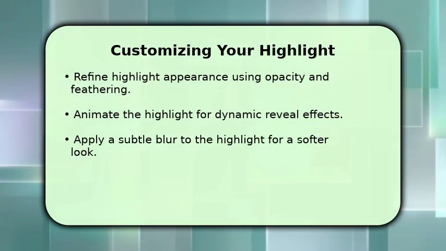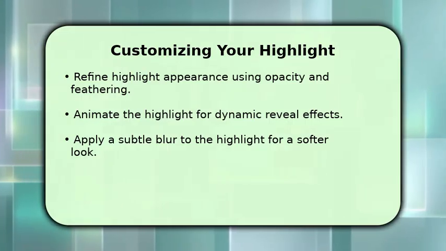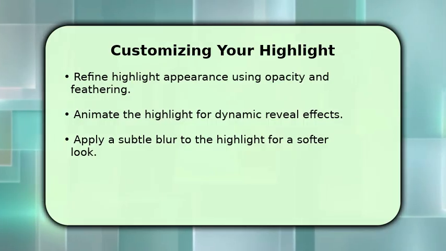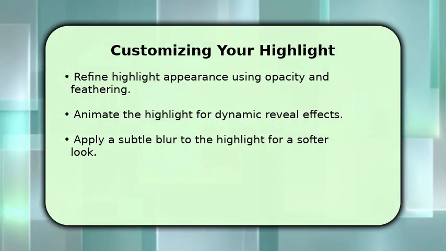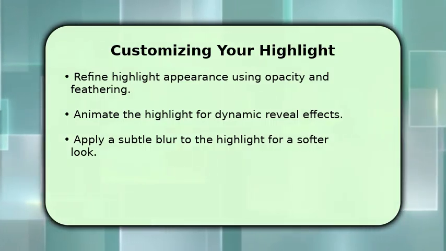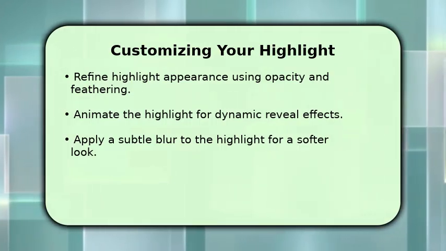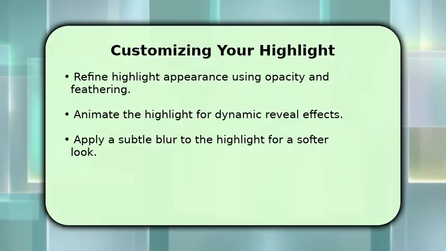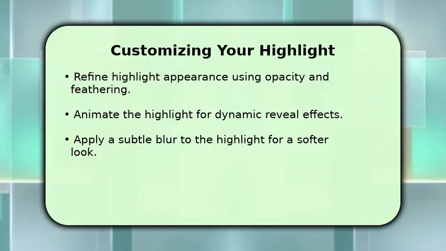Once your basic highlight is in place, it's time to customize its appearance. Experiment with the opacity setting to achieve a more subtle or pronounced effect. You can also add a slight feather to the edges for a softer, less abrupt transition. For a dynamic reveal, animate the highlight's position or scale using keyframes. Consider adding a very slight Gaussian blur to the highlight for a more polished and less harsh visual. These adjustments offer creative control.